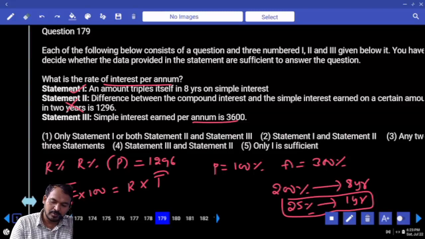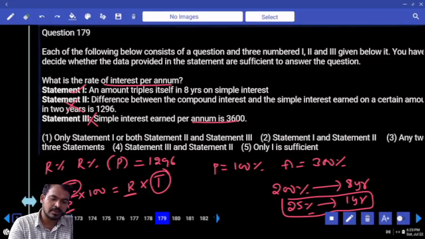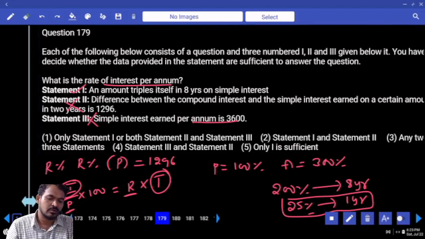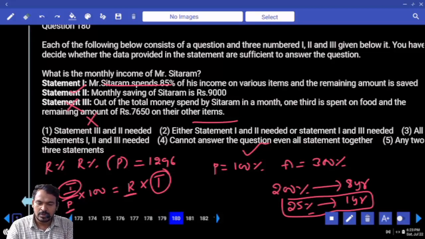R into T. Suppose we consider T as 1 year. We know the interest. These two values are given, but we don't know the principal and R. How many unknowns are there? 2 unknowns. Is only 3 alone sufficient or not sufficient? Not sufficient. Only 1 alone is sufficient. Then the answer is only 1 alone is sufficient. Which option? The fifth one.